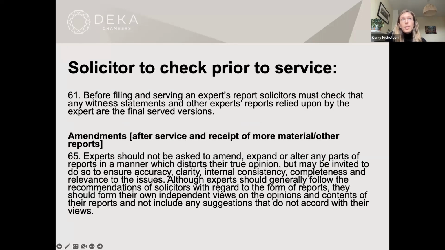So some final checks. You've instructed your expert, you've got their draft report. Before filing and serving it, it's really important to check that everything that the expert has relied on are all the final served versions of witness statements and other reports.